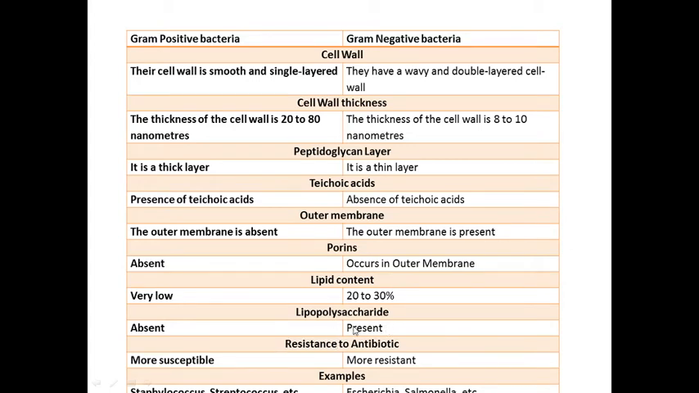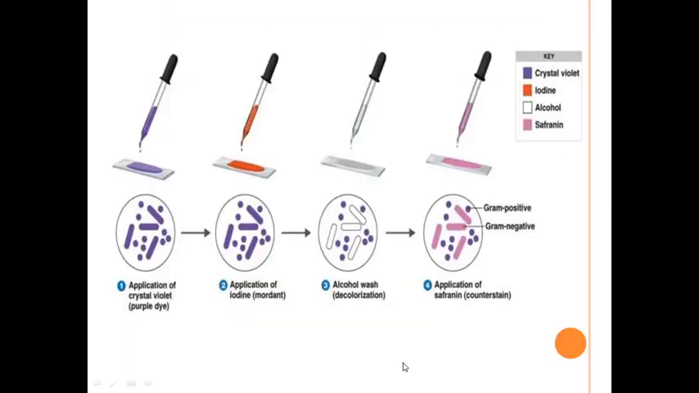Then, gram positive bacteria are more susceptible to antibiotics as compared to gram negative bacteria. Next, we are going to study the procedure. So this is, in brief, the procedure of the gram staining.